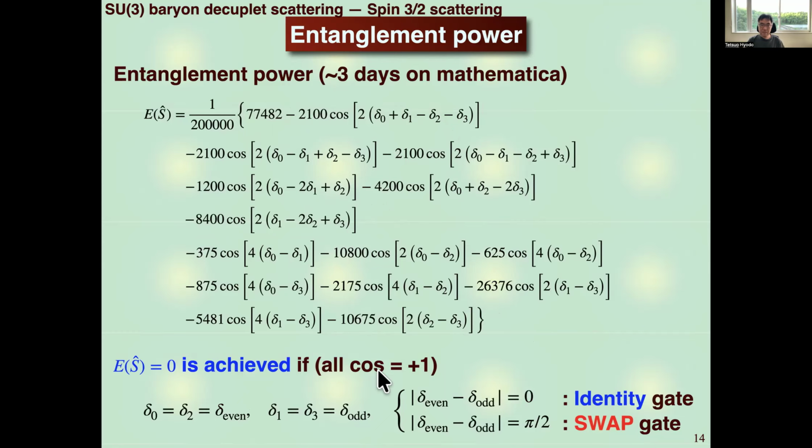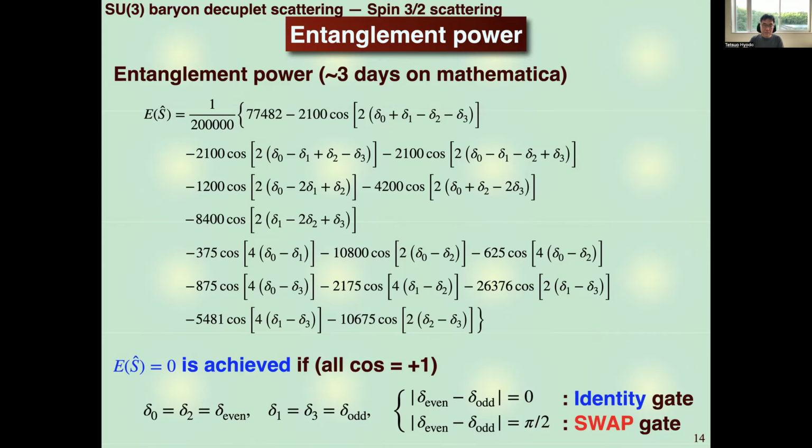In other words, if and only if all cosine terms become +1, then this constant minus all these terms cancel with each other, which gives you the entanglement power is 0. So in order to satisfy the entanglement power equals 0, you have to take this cosine +1, this cosine +1, this cosine +1, and this cosine +1, and so on and so forth. Okay? And by carefully looking at all these structures, you will notice that these two are the solutions that give us the 0 entanglement generation in the spin 3/2 case.